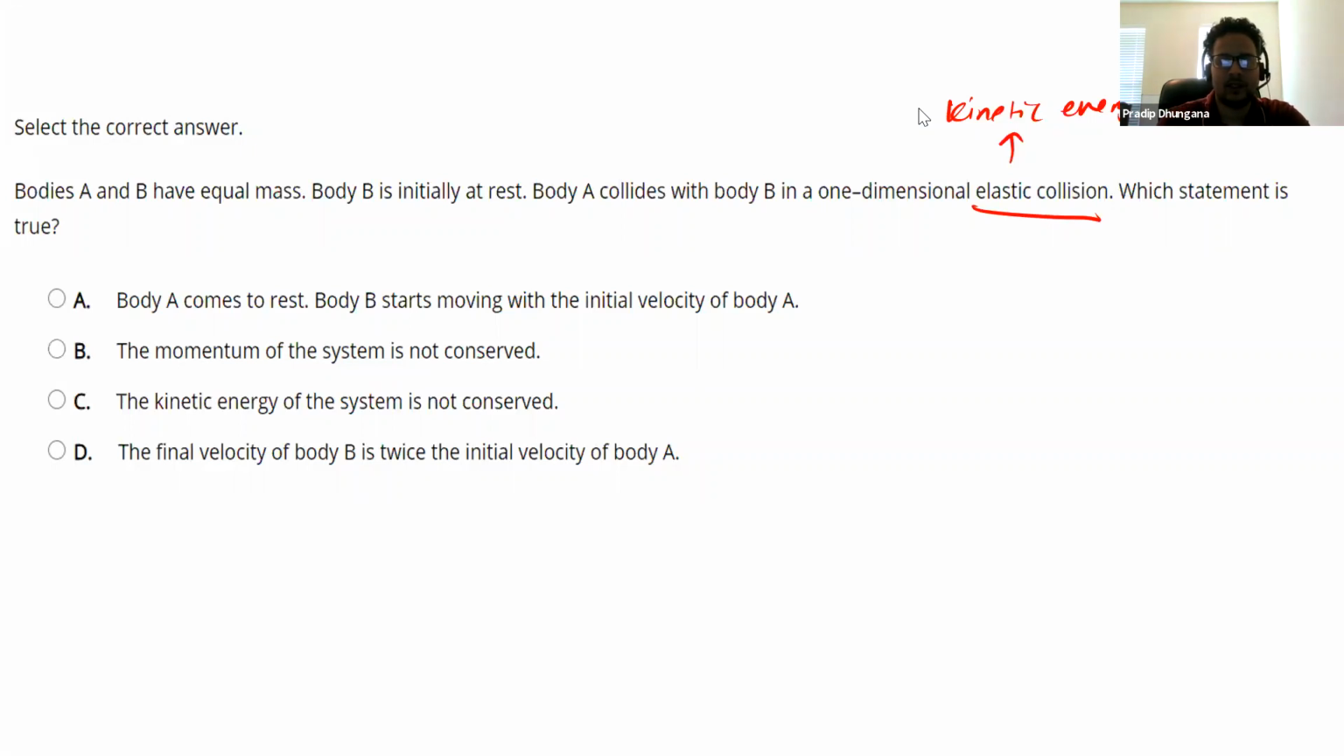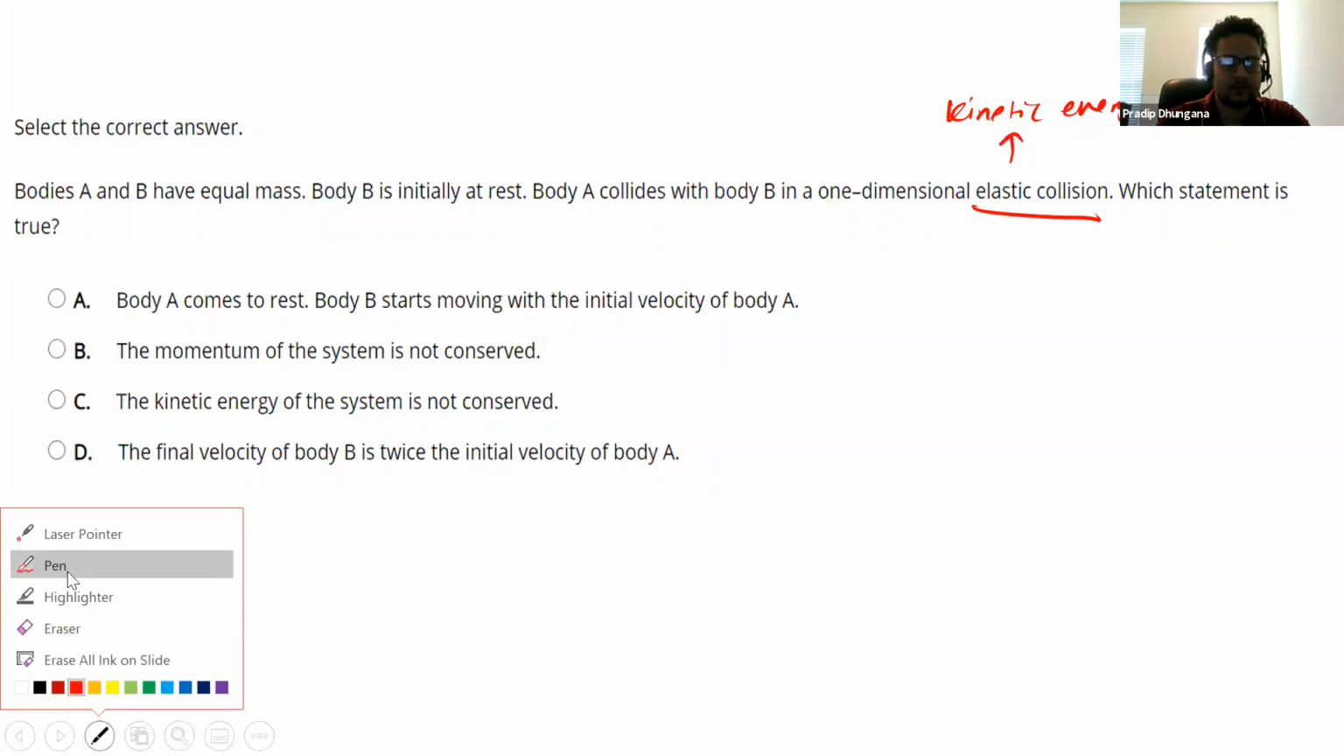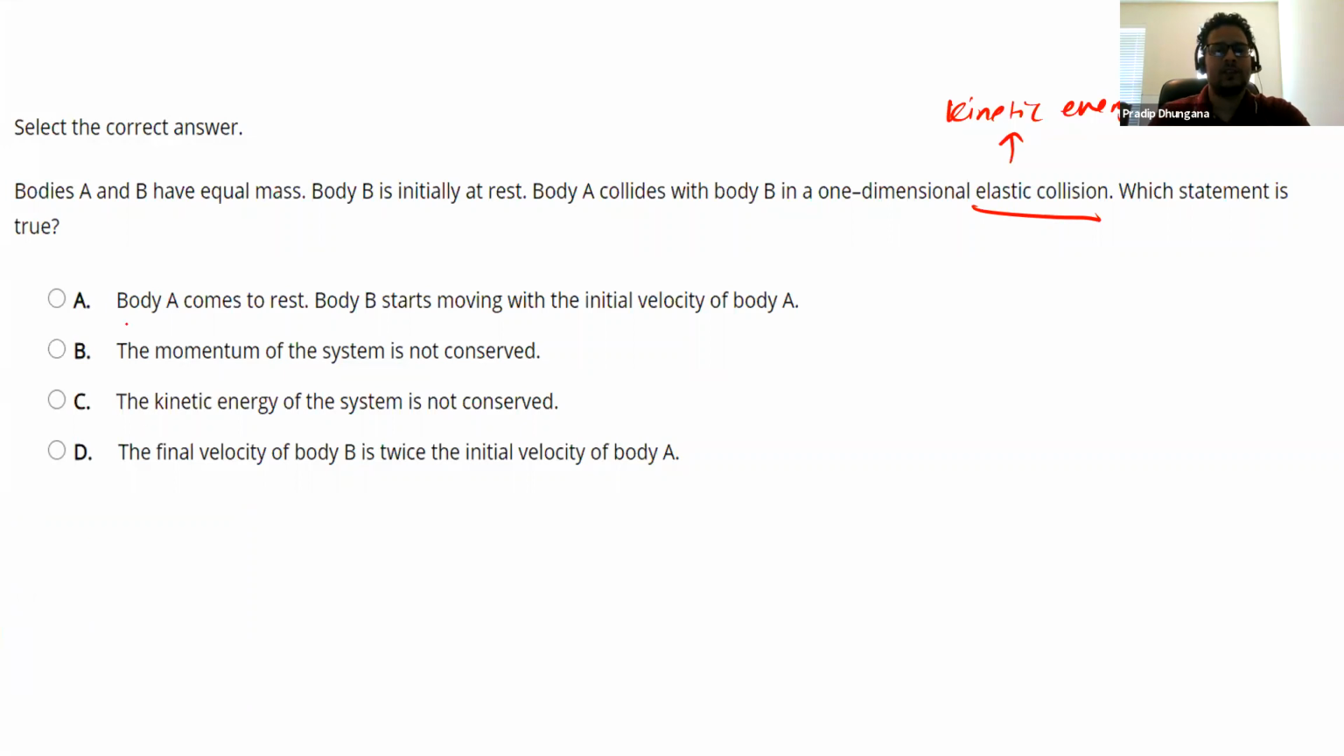Let me end polling and then I'll answer this question. Thank you very much for your participation. So let's start with option A: body A comes to rest, body B starts moving with the initial velocity of body A. Let us suppose we are not sure about this option, so let's skip it. The momentum of the system is not conserved. Wrong. This is an incorrect choice because for each type of collision, momentum is conserved. Kinetic energy of the system is not conserved. Wrong. In elastic collision, kinetic energy is conserved.